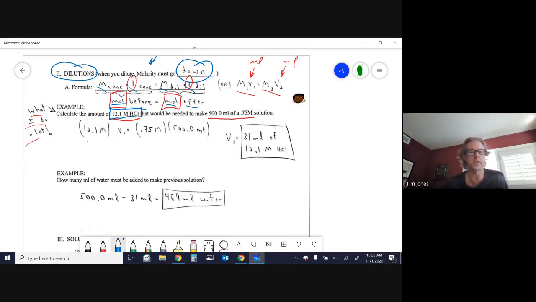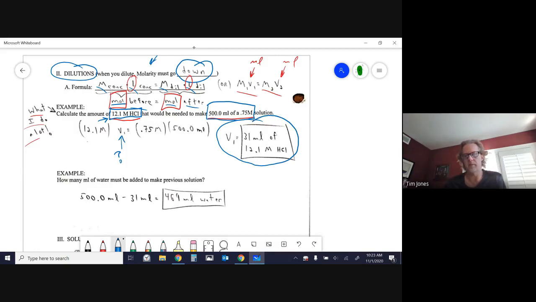And so let's just say that I needed 500 milliliters of 0.75 for a lab that I'm setting up for the class. What I need to solve for is how much of the concentrated do I need? So my question is V1. You just plug the numbers in, pretty straightforward, and you get a V1 of 31 milliliters.